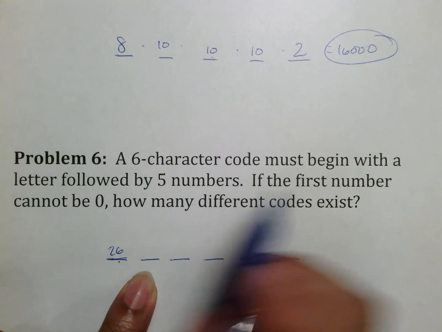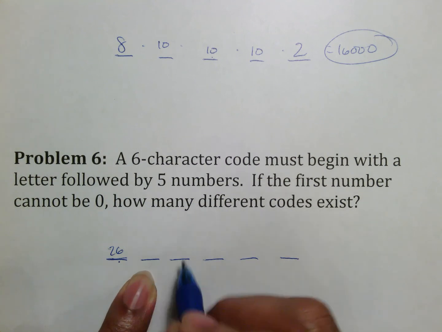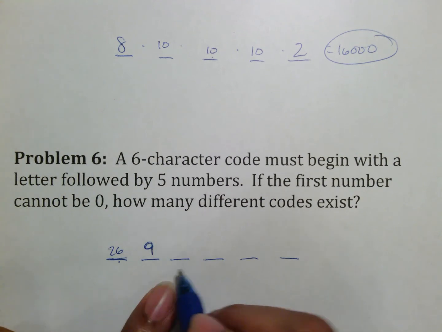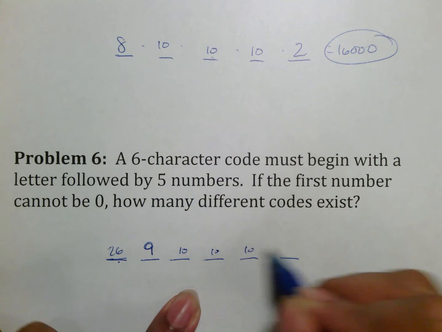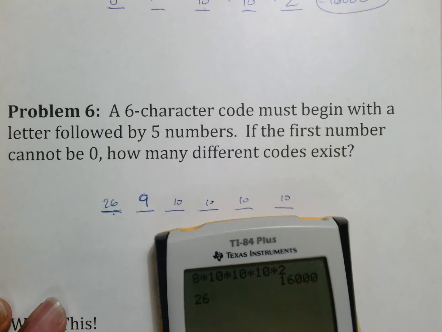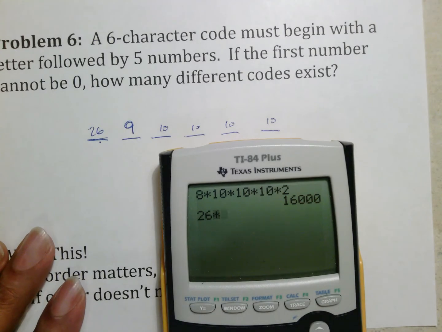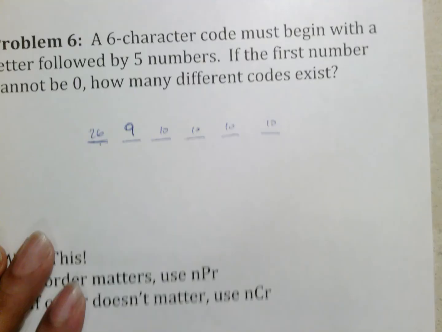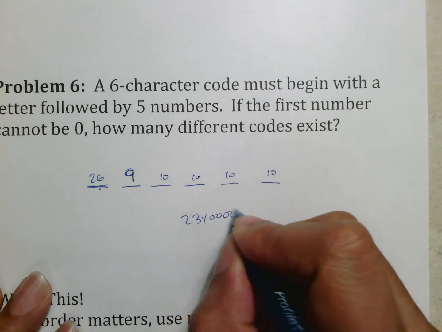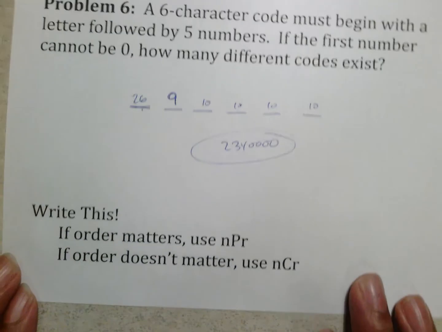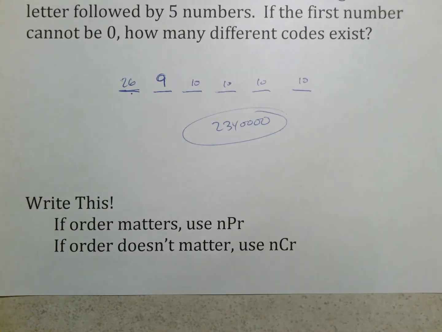The first number cannot be a 0. That means that I had 10 digits to choose from, I took 1 off the list. That means that there are 9 digits to choose from here. But other than that, I can have anything I want. So 10, 10, 10, and 10 for my digits, which means now I simply type this in as it is. So 26 times 9 times 10 times 10 times 10 times 10, which gives me 2,340,000 different combinations.